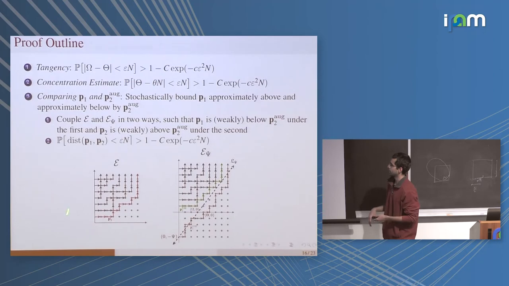Under the first way, the first coupling is going to make P1 weakly below P2 aug. So I'm going to couple these two ensembles, E and E psi, in such a way that the red path lies below the green path.